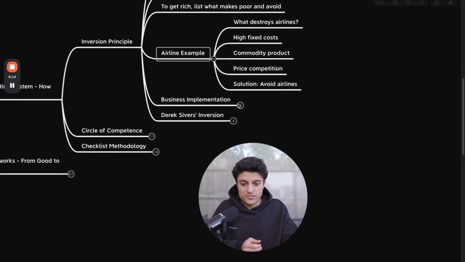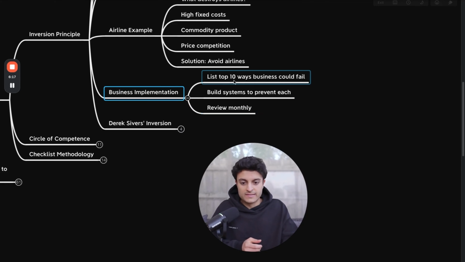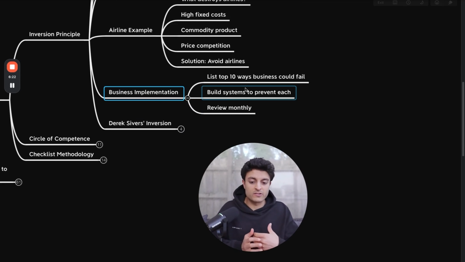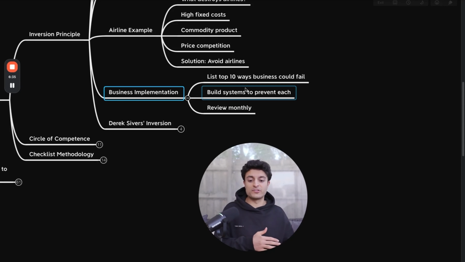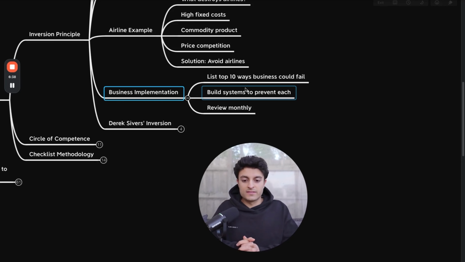So moving on to business implementation. List the top ways a business could fail. It would be debt and bankruptcy, and that's also true for personal finance. If you take a lot of loans, you're more likely to go bankrupt or into negative compound interest, which we talked about earlier as well. So you want to avoid debt. Again, there's good debt and there's bad debt.